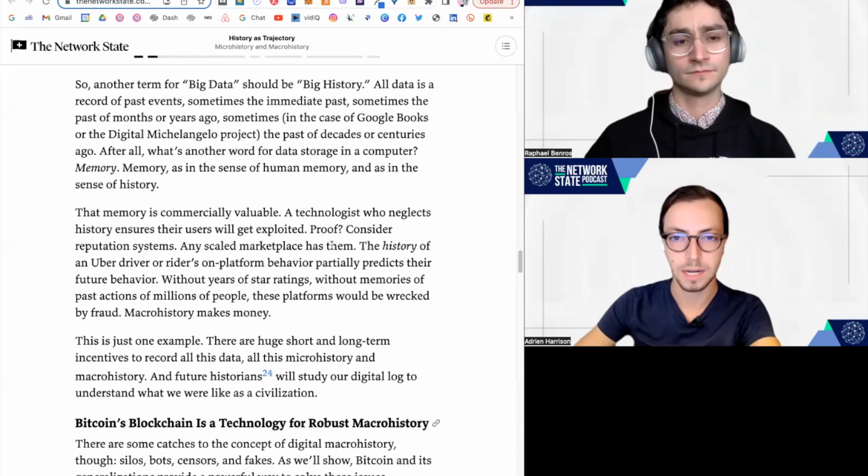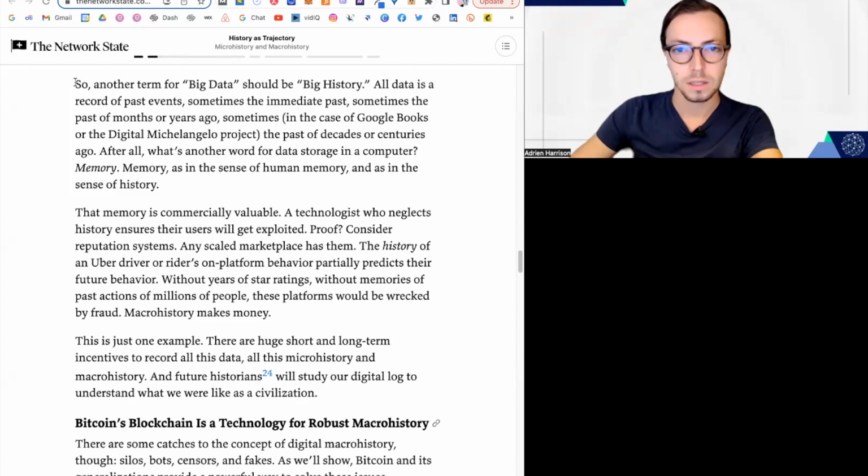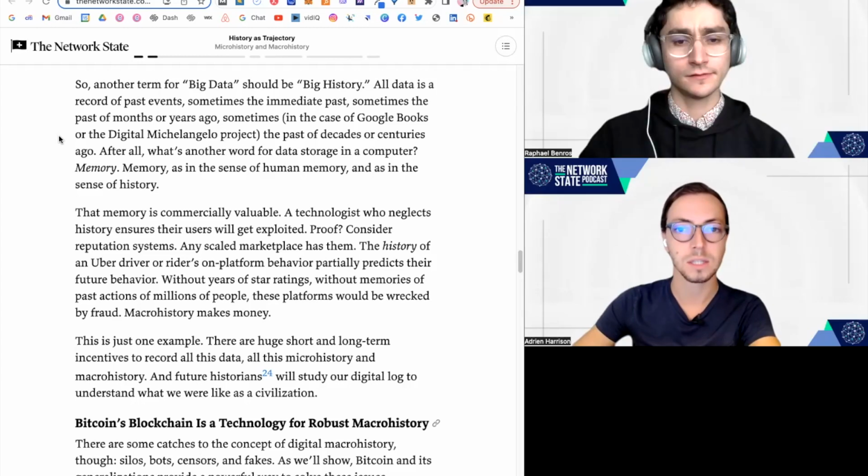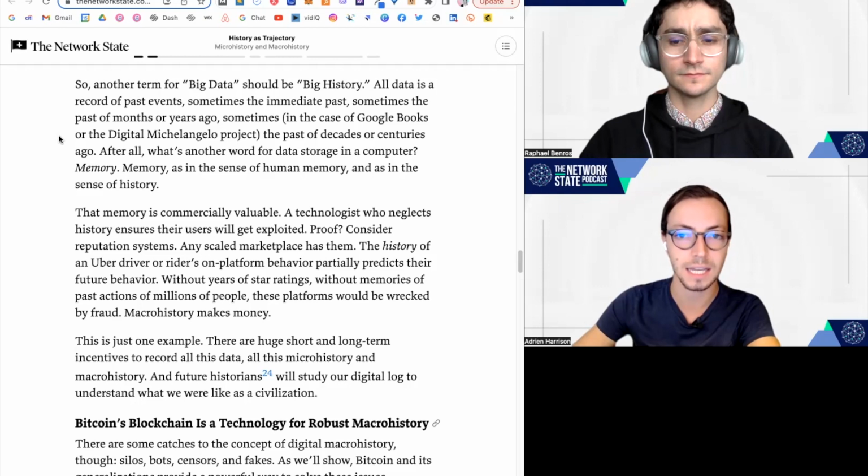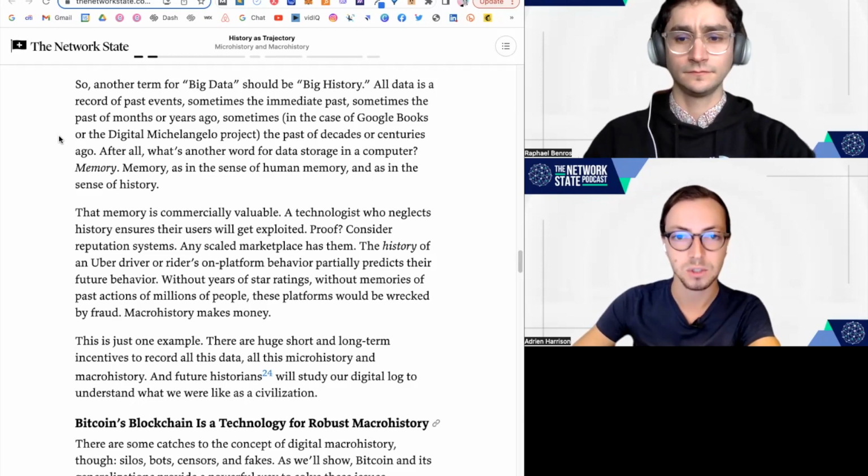And so I'm going to read the next passages here because it's super relevant. He says, another term for big data should be big history. All data is a record of past events, sometimes the immediate past, sometimes the past of months or years ago, sometimes, in the case of Google Books or the Digital Michelangelo project, the past of decades or centuries ago. After all, what's another word for data storage in a computer? Memory. Memory as in the sense of human memory and as in the sense of history.